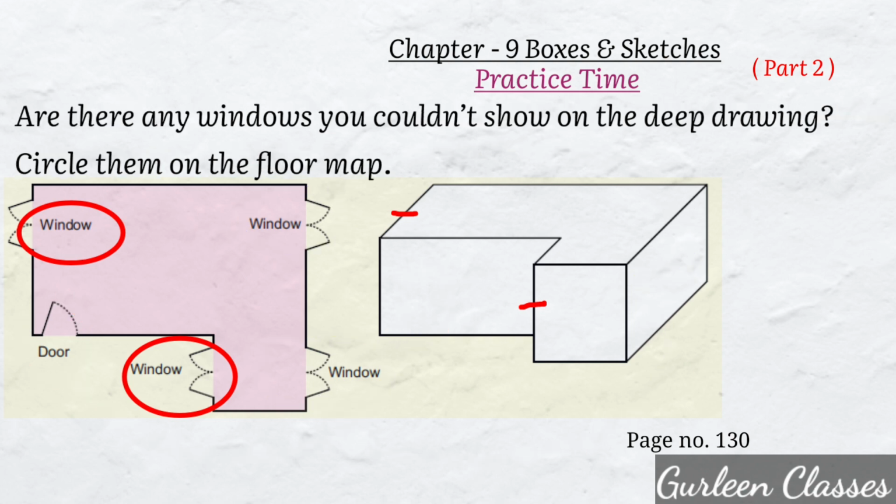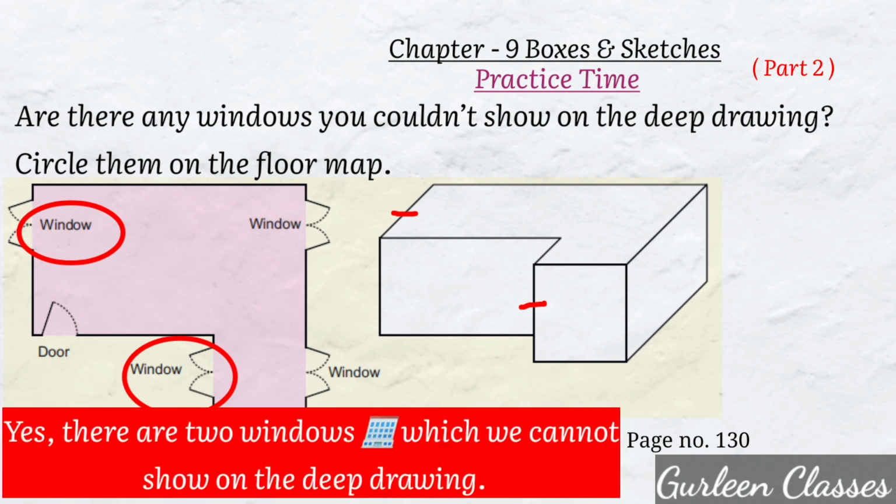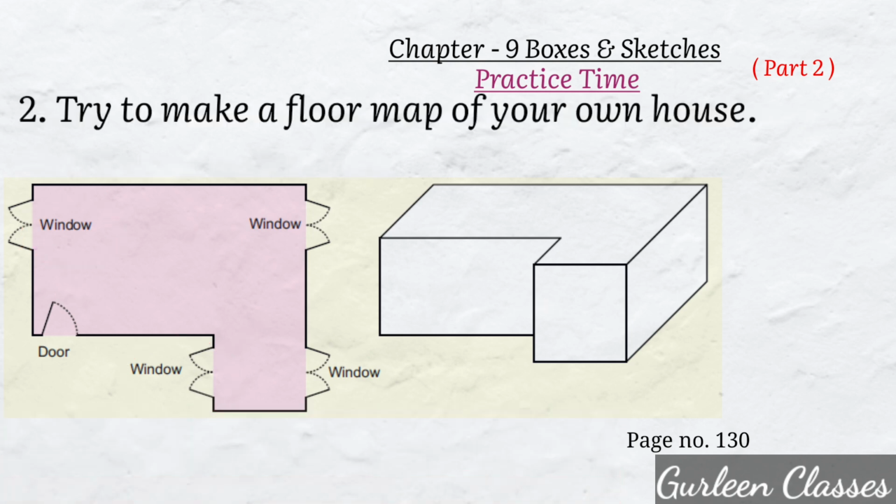Are there any windows you could not show on the deep drawing? Circle them on the floor map. Yes, there are 2 windows which we cannot show on the deep drawing. So these 2 windows I have circled on the floor map. Try to make floor map of your own house. Students, this question number 2 is your homework. Try to make a floor map of your own house.